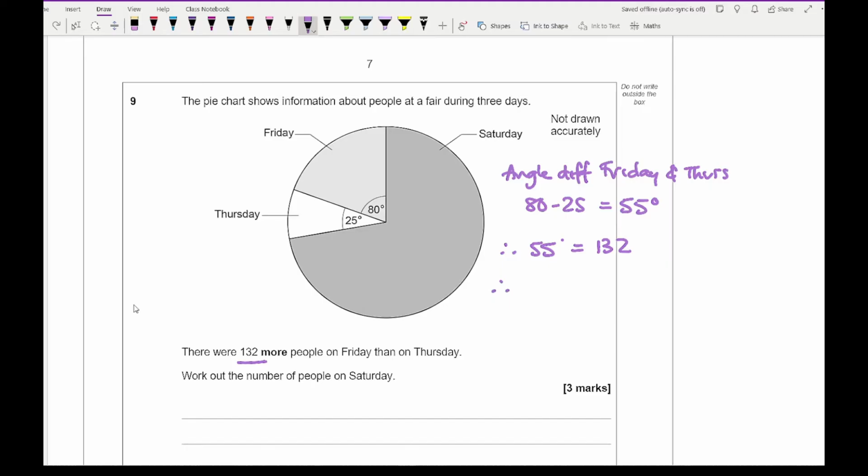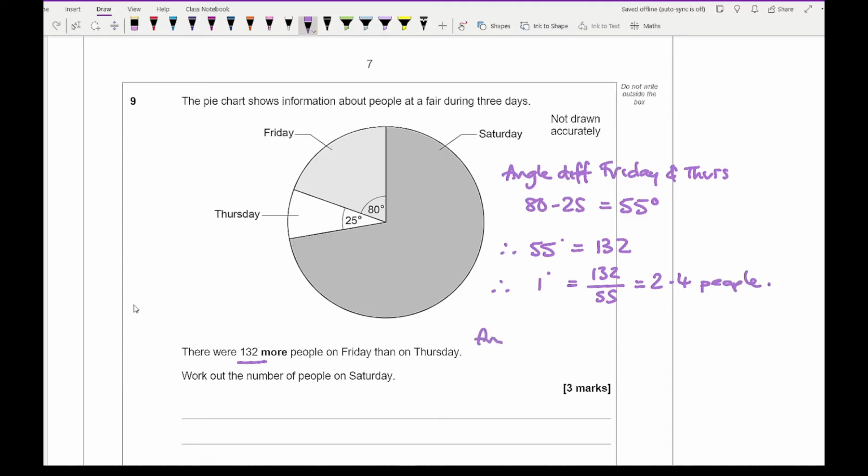So from this, what I can then do is work out what 1 degree is, and I'm going to do 132 divided by 55, which I don't think is going to be a nice number, but let's just stick it into the calculator, and it gives me an answer of 2.4. So 1 degree equals 2.4 people.